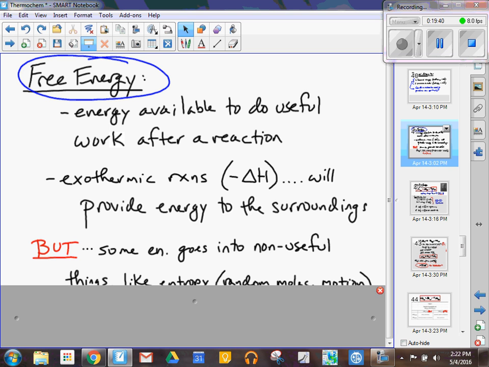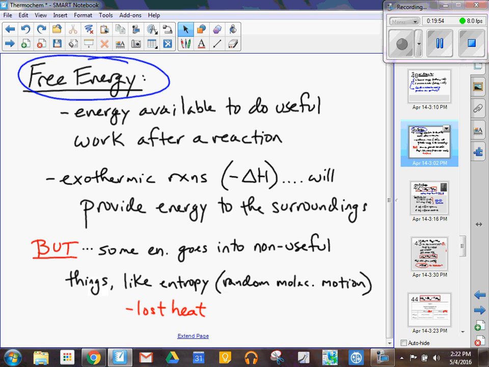However, always, always, always, some energy is not recoverable. It goes into non-useful things, random molecular motion as an example, heat in other words. So any engine, whether it's a coal burning power plant or your gasoline engine in your car, always feels hot. And if it feels hot, that means heat is escaping the engine, and that is not recoverable energy. That is entropy. That is lost molecular motion that can't be used for anything useful.